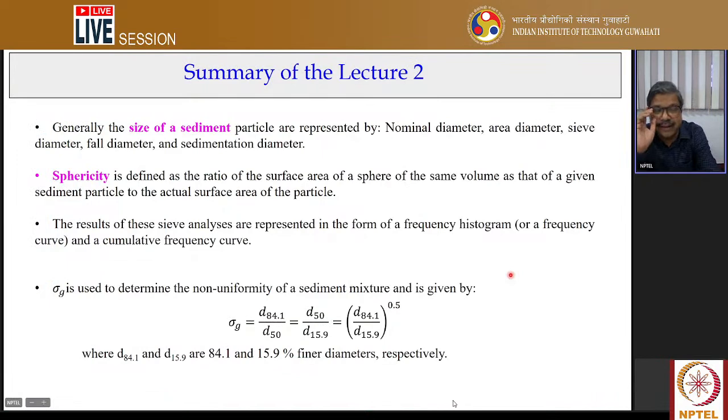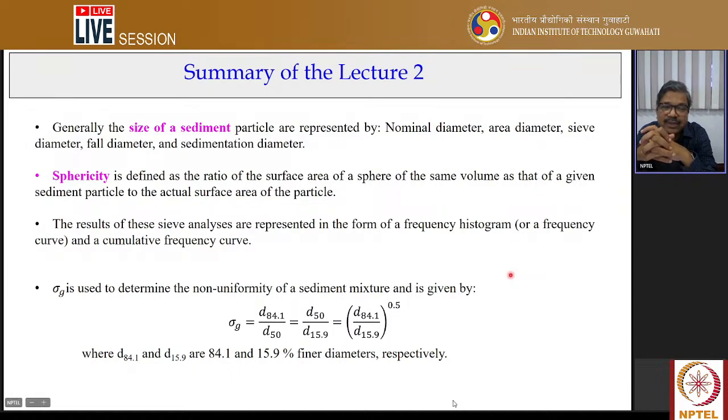It is a summary that when we talk about sediment particles, we talk about nominal diameter, area diameter, sieve diameter, fall diameter, and sedimentation diameter. And you know sphericity is defined as the ratio of the surface area of a sphere of the same volume as the sediment particle to the actual surface area of the particle.